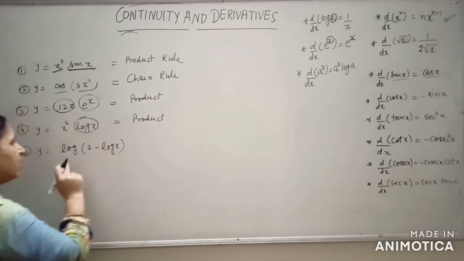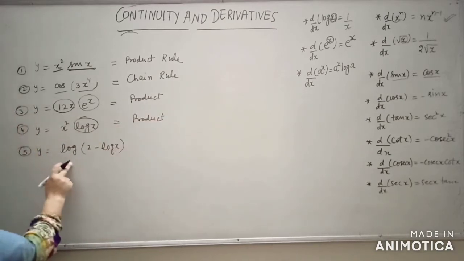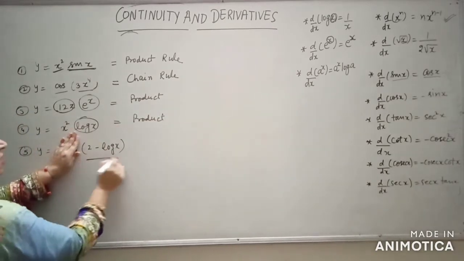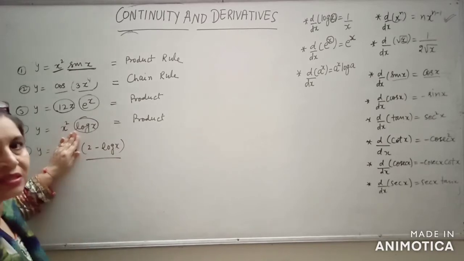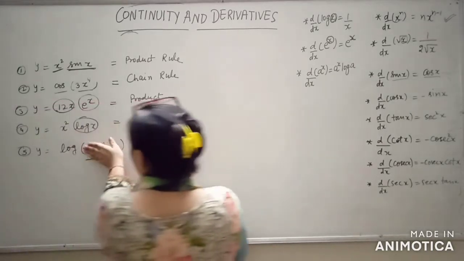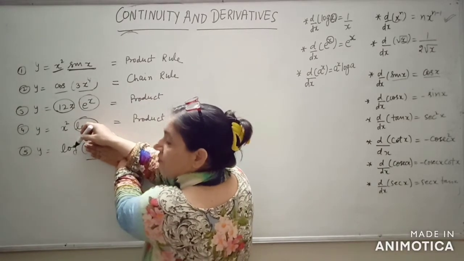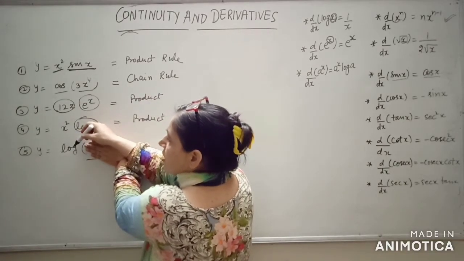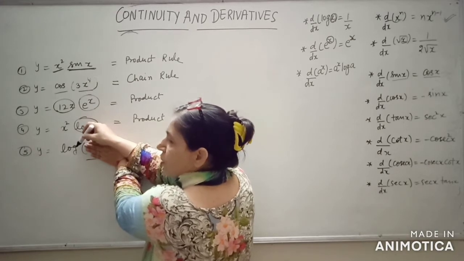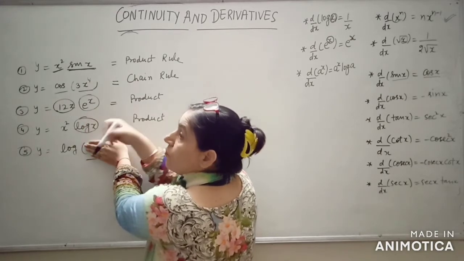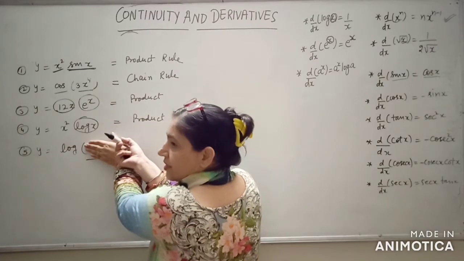If I look at this, then log and this, if I hide it, then 2 minus log x can survive independently. But if I hide this, then log itself cannot survive independently, because it is not clear what this log function is being applied on. On what is it being applied?